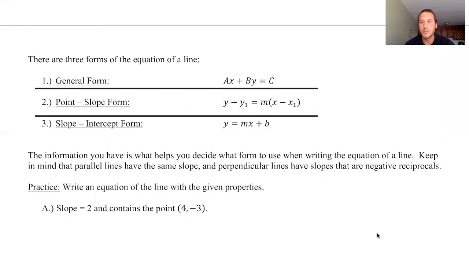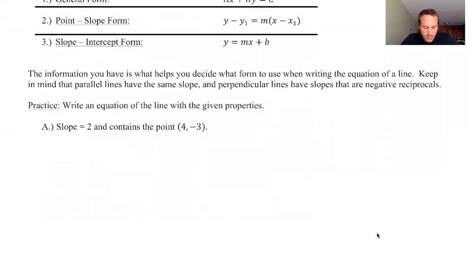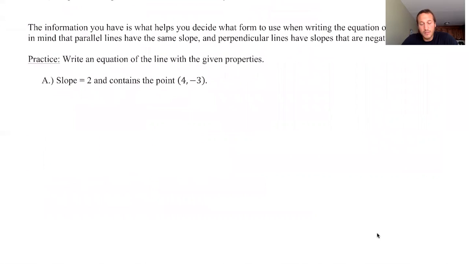And the last one you should be very familiar with. The last one is slope-intercept form. That's just our y equals mx plus b. I know the slope and I know the intercept. Slope-intercept form, okay? That's where it gets named from. So you're going to be asked to write equations of lines with a whole bunch of different things, okay?